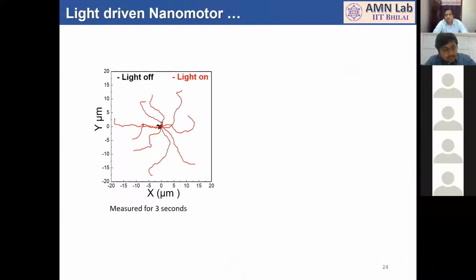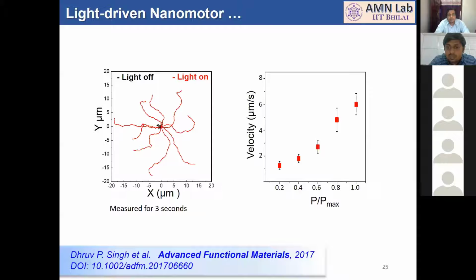As we know, the catalytic activity of TiO2 can also be controlled by the intensity of light. So this feature gives us another interesting aspect of the nanomotors: we can control their swimming speed. You can see the swimming speed by just controlling the power or intensity of light. So I can say that we have better control over the nanomotors by light. We can turn them on and off. We can change their speed by just controlling the intensity of light.